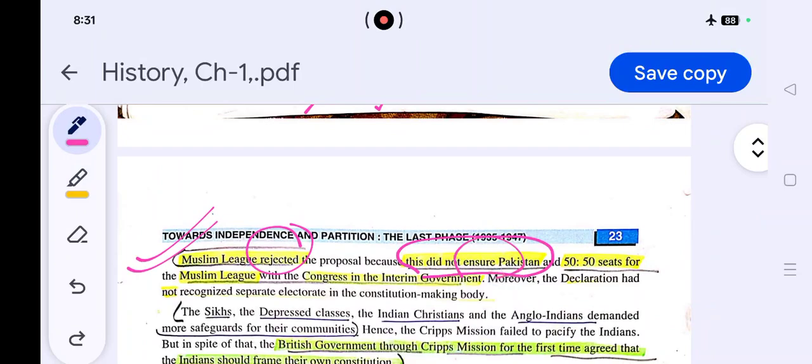Next point, 50-50 seats for the Muslim League with the Congress in the interim government. Now, the Muslim League also asked for the transfer of power, and an interim government would be formed. So, you give us 50-50 seats, which was not given. Now, what do we mean by interim government?